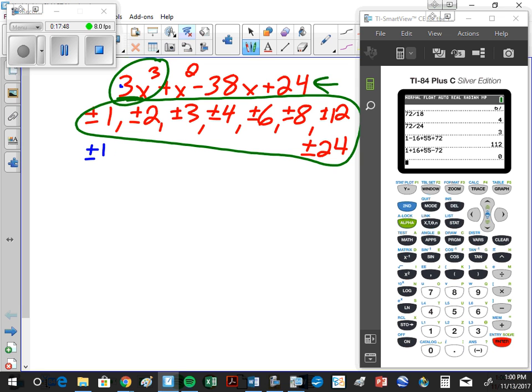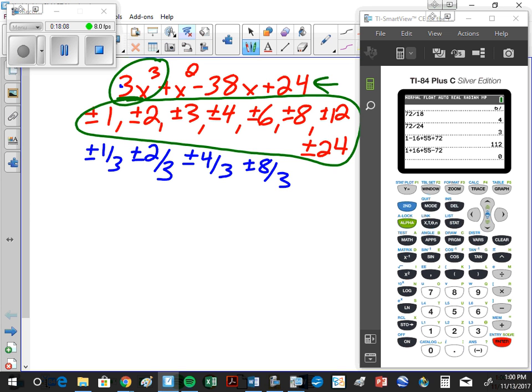So plus or minus 1 over 3, 2 over 3. I don't need to do 3 over 3 because I already have 3 over 3, which is 1. 4 over 3, 6 I don't need to do. 8 over 3, 12, and 24 I both don't need to do.